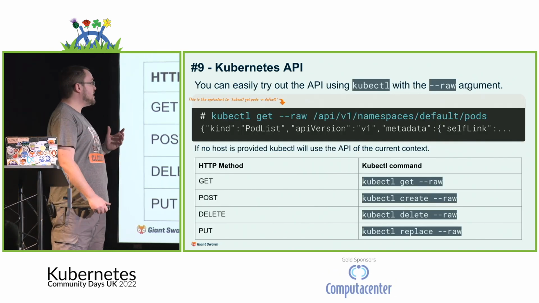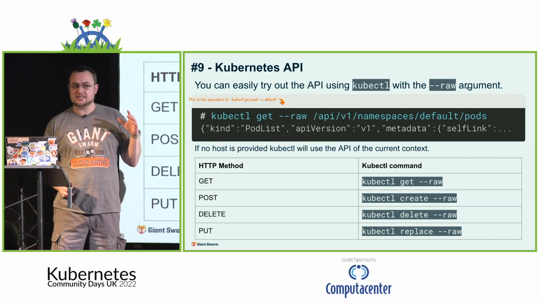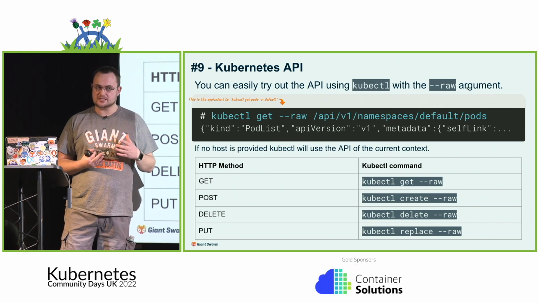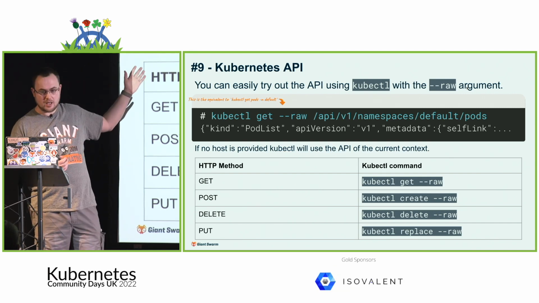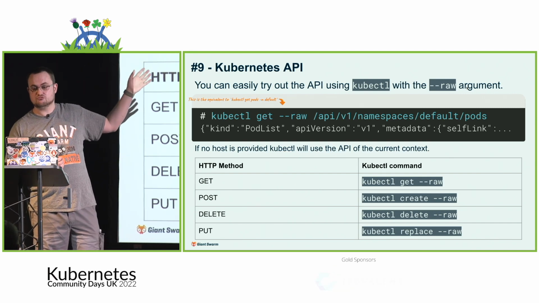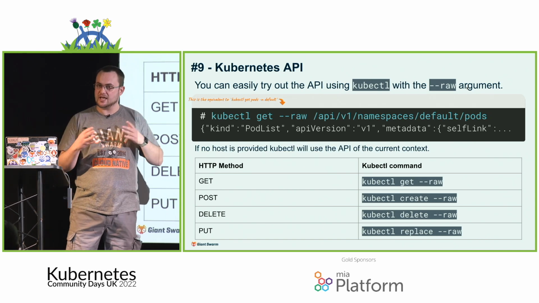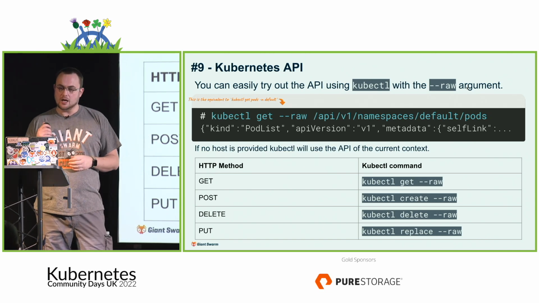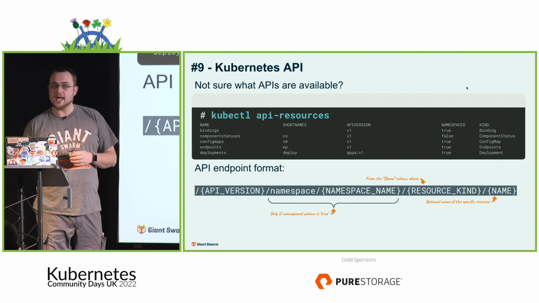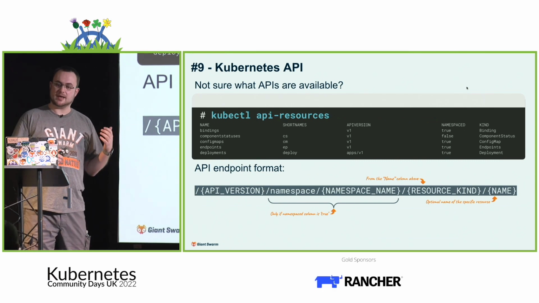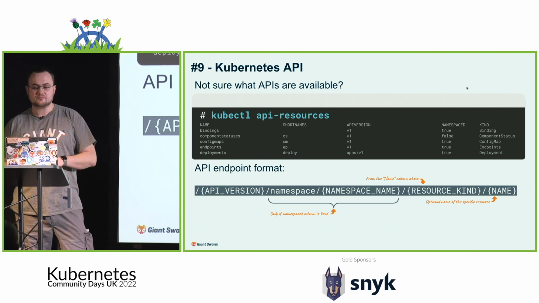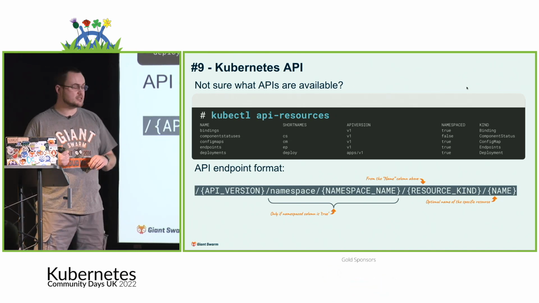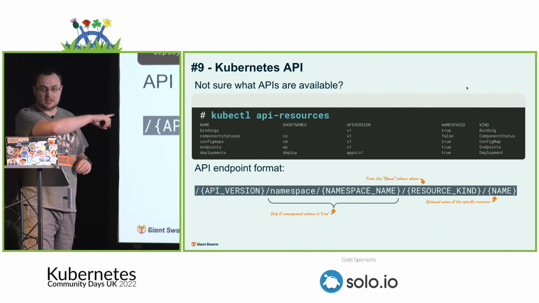You can make use of kubectl to actually test out the API yourself if you're interested. So there's kubectl get, or patch or whatever, and then pass in --raw and then the actual endpoint. You can inspect it that way. And if you're interested in what APIs are available, kubectl also has the api-resources command that will list them all out.